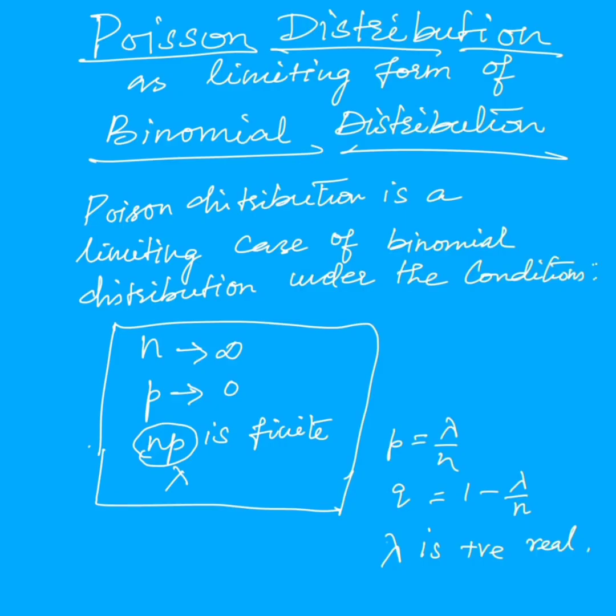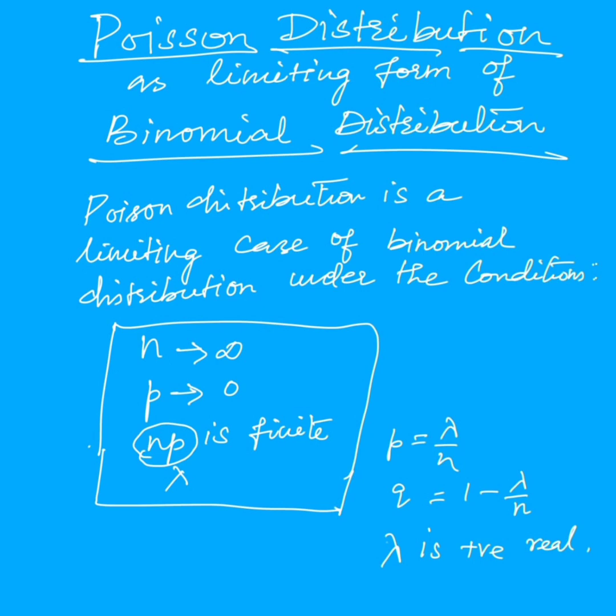The title of this video is Poisson distribution as limiting form of binomial distribution. The meaning is, under certain conditions, binomial distribution becomes Poisson distribution. So first we see what are all the conditions.